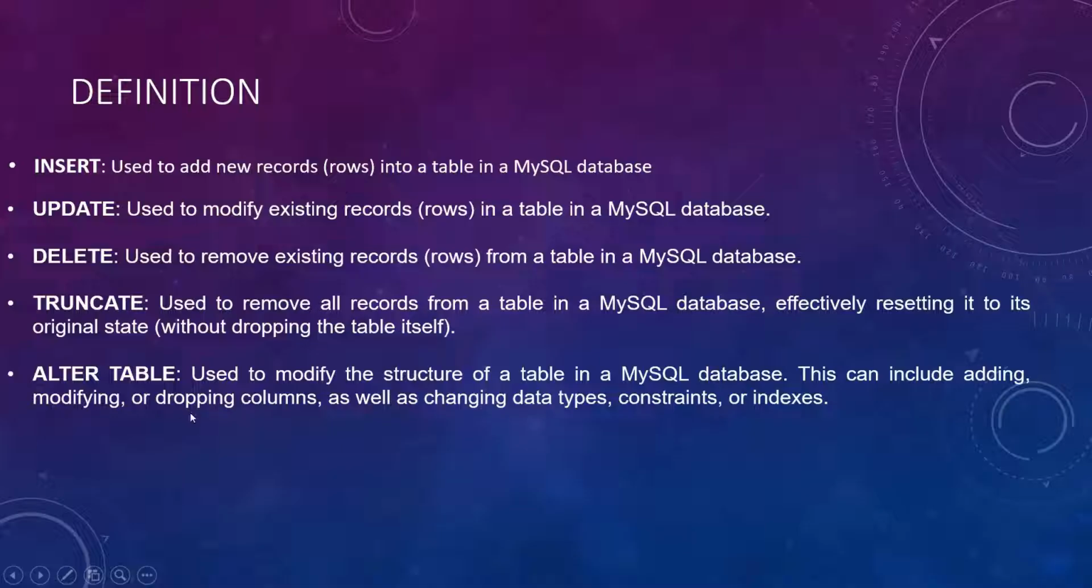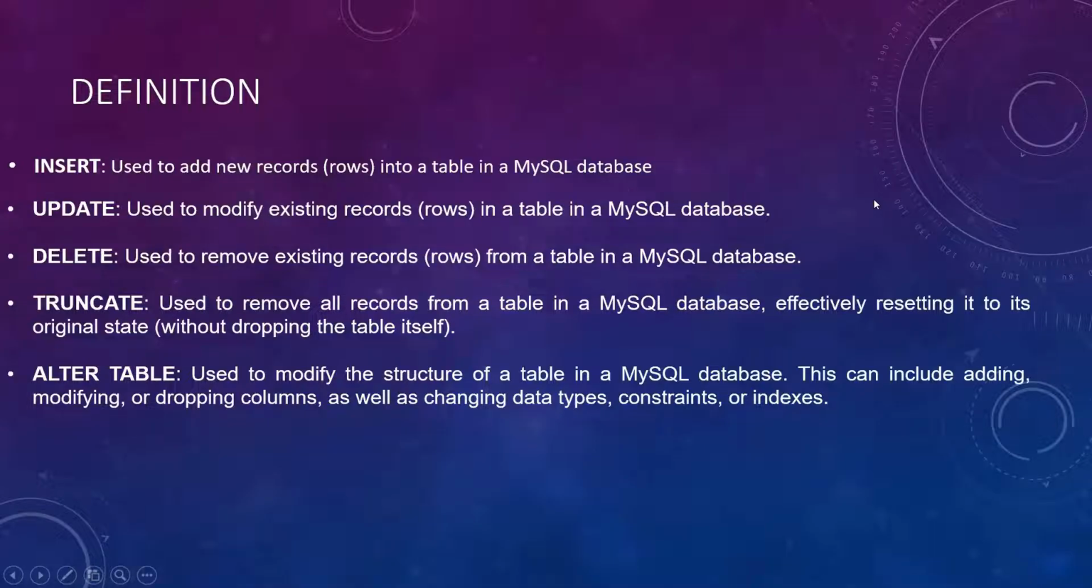This is the meaning of the truncate command. Then next is alter table. Alter table is used to modify the structure of a table, and this can include adding, modifying, and dropping columns as well. With the help of alter table, you can drop a column also. You can change the data type, constraints, and indexes also.